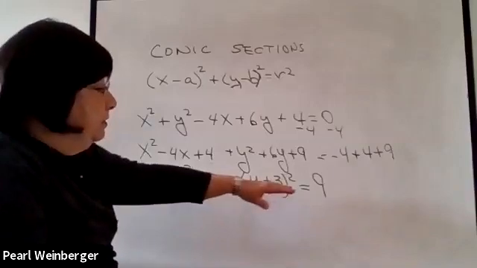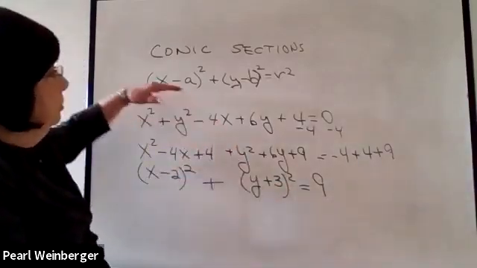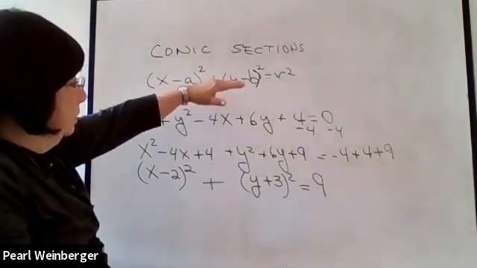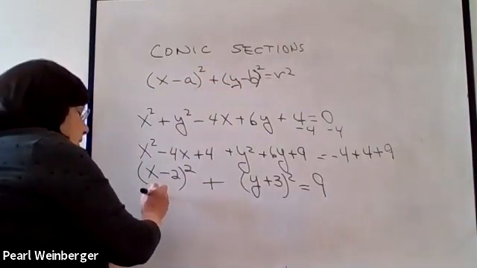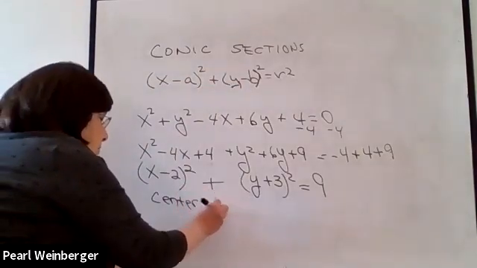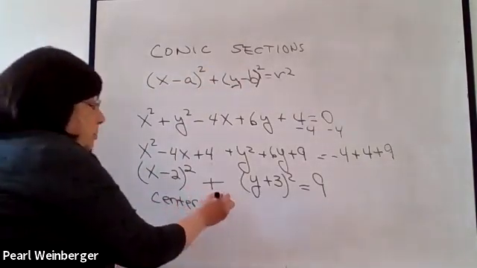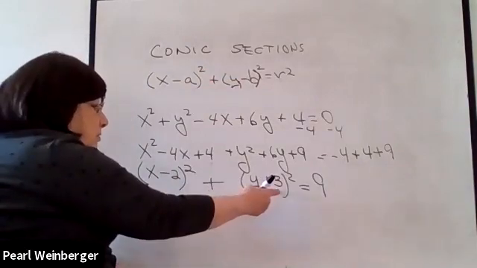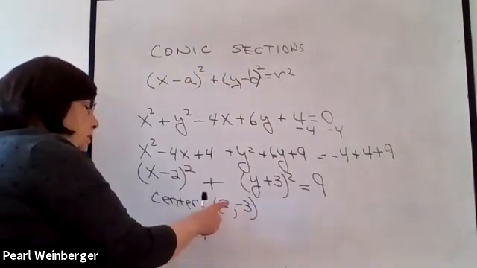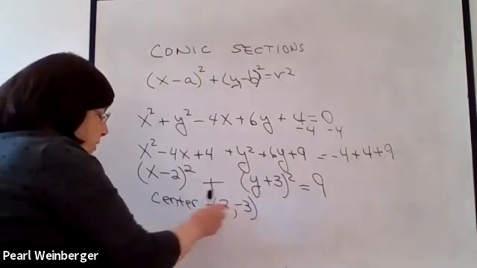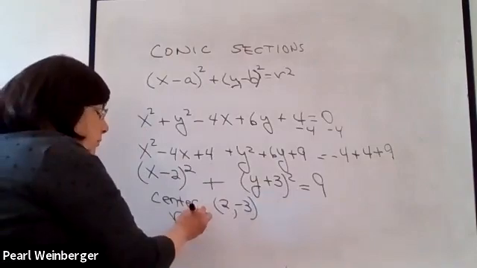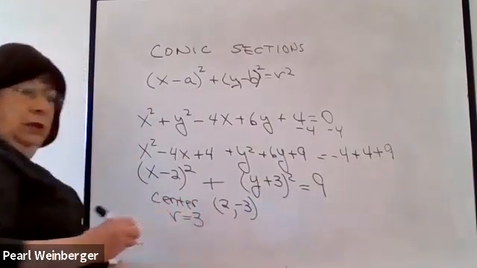So I now have this in standard format. x minus a squared plus y minus b squared equals r squared. And now I can tell you the center of this circle is the point. This is a -2, so this becomes a +2. This is a +3, so this becomes a -3. The center is the point +2, -3. The radius of the circle is the square root of this number. The square root of 9 is 3.